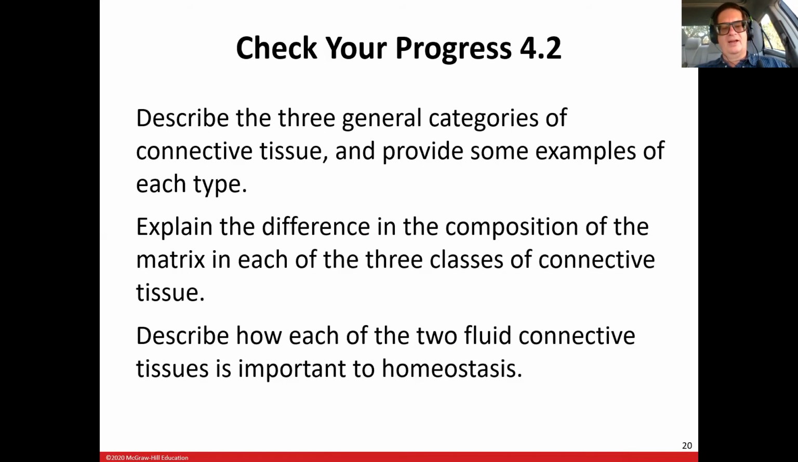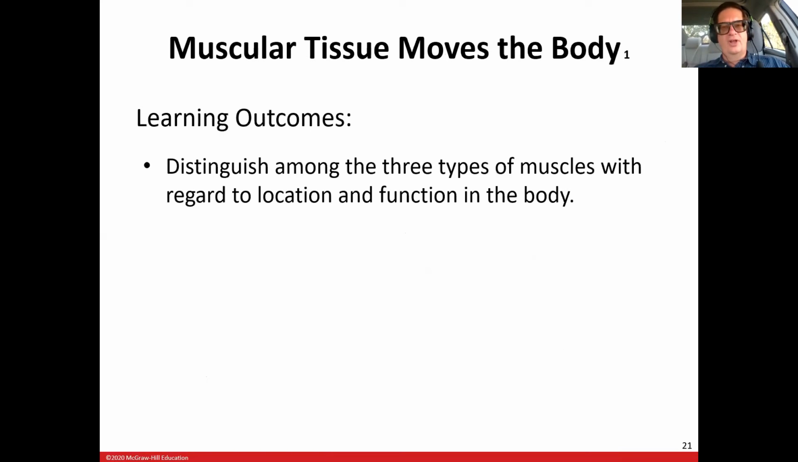Okay, welcome back. We're going on. We're done with section 4.2. We're moving on, so we're going to talk about muscle tissue now. Three types of muscle tissue with regard to location and function. They're probably going to talk about smooth muscle, skeletal muscle, and cardiac muscle. That's what I would expect.